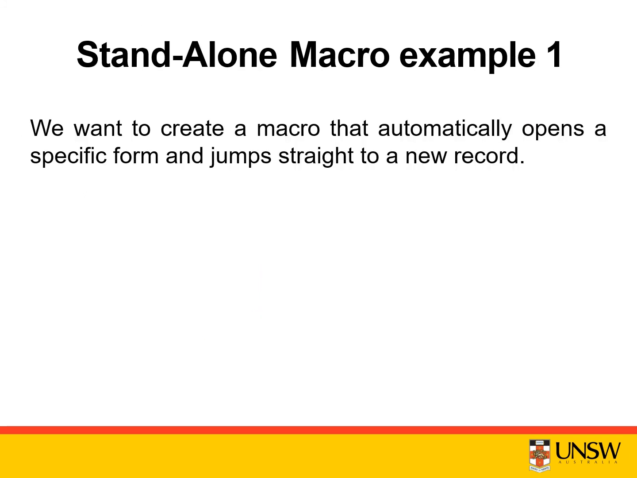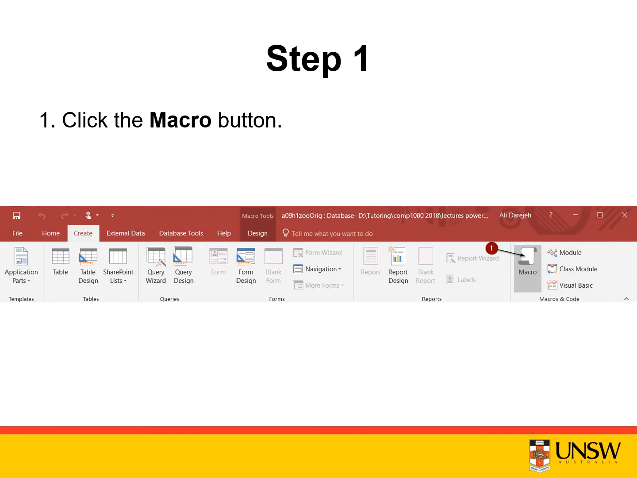In this example, we want to create a standalone macro to automatically open the specific form and jump straight to a new record. The benefit of creating this macro is that it can save users time by finding the form, opening it, then going to a new record.